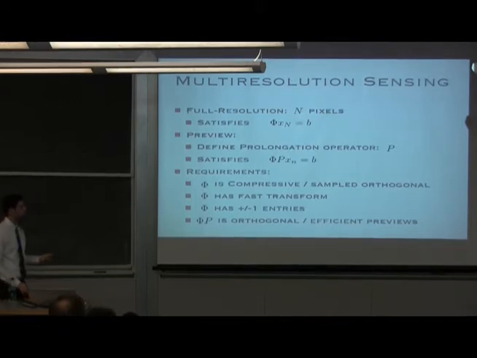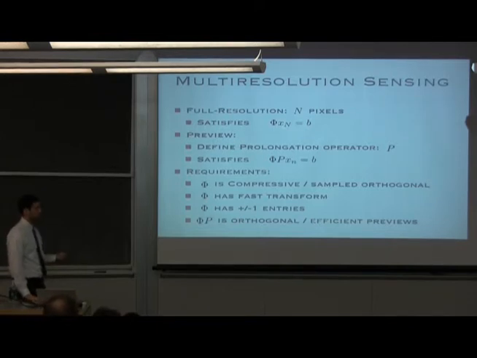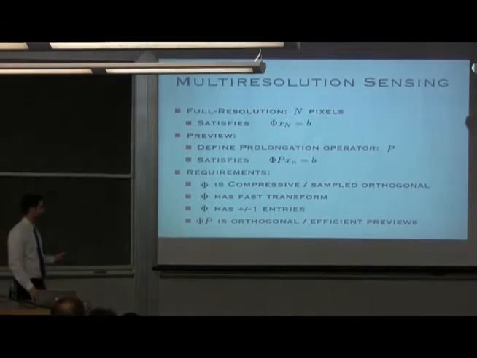But there are some requirements that we need to apply to both the interpolation operator and the measurement matrix phi in order to make this effective. First of all, phi has to be appropriate for compressive sensing. So phi has to be a subsampled orthogonal transform. Phi has to have a fast transform available. If it doesn't have, say, an n log n transform, like the Hadamard transform does, it won't be computationally tractable to use it on the device. It can only have plus or minus 1 entries because it has to be loadable onto the DMD.